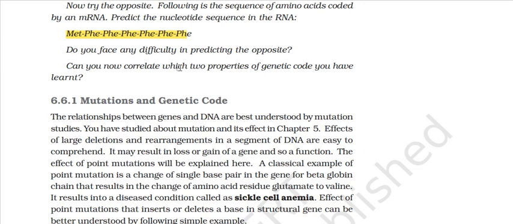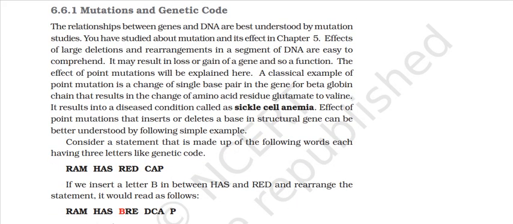Now coming to mutations and the genetic code. The relationship between gene and DNA is best understood by mutation studies. We are still studying the relation between DNA and gene. You've studied about mutation. Effects of large deletions and rearrangements in a segment of DNA are easy to comprehend. It may result in loss or gain of a gene and so a function. The effect of point mutations will be explained here. A classical example of point mutation is a change of a single base pair in the gene for the beta globin chain that results in the change of amino acid residue glutamate to valine. It results in a diseased condition called sickle cell anemia.